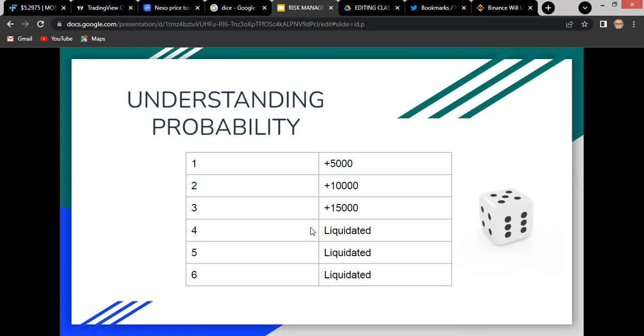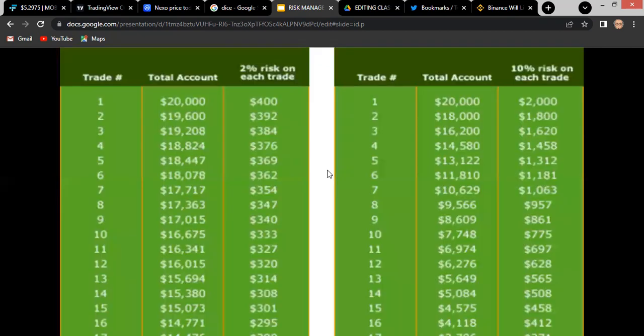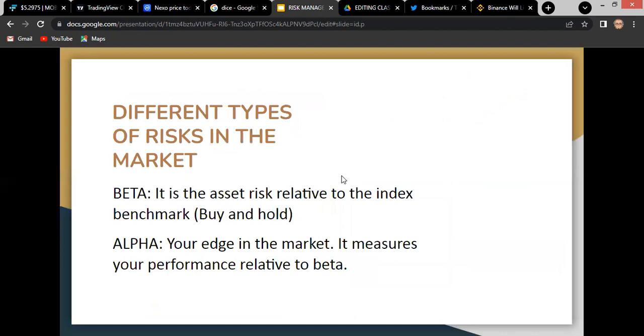Having this in mind, that is why it becomes very necessary for you to learn how to manage your risk. It costs more to break even. It costs more to get back to your initial capital. So this is why it's very necessary you learn how to manage your risks.